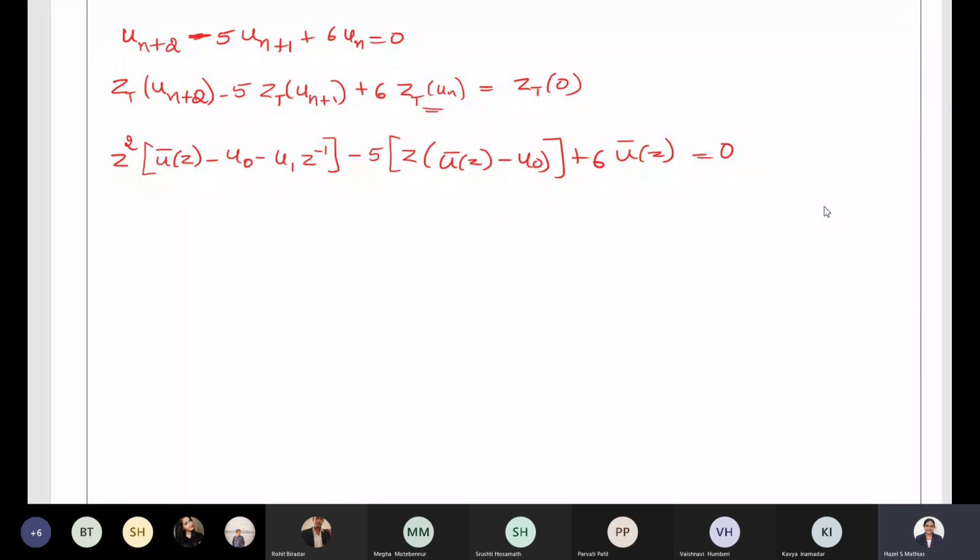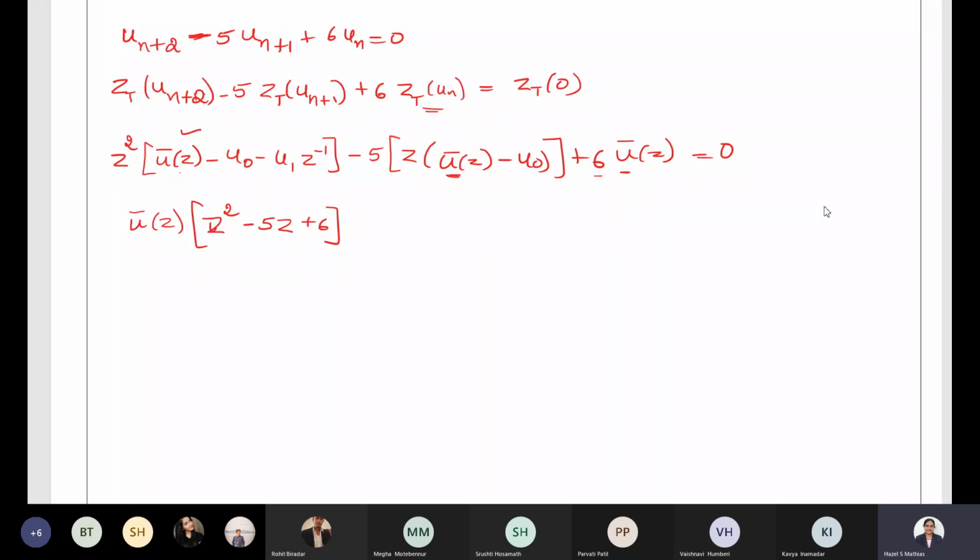Now, the next step is to combine the terms which have u bar of z, that is, the coefficients of u bar of z. From z square into u bar of z, the coefficient is z square. Then we get 5z, and then 6. So this is the coefficient of u bar of z.